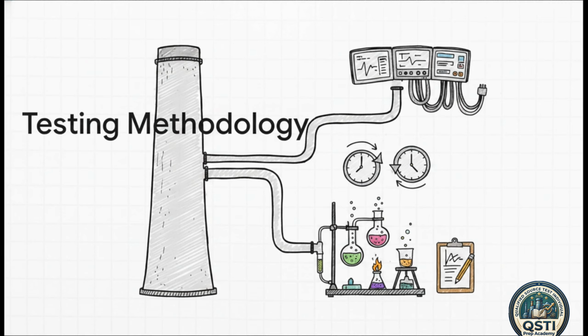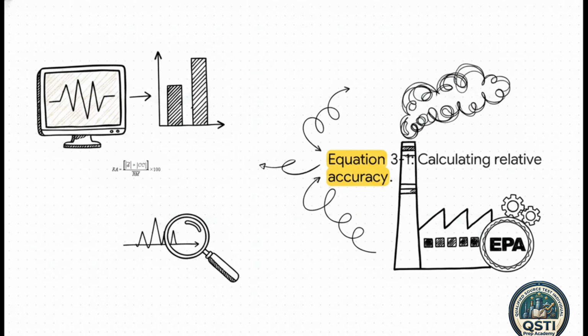Basically, you're pulling the data at the exact same time so you can perfectly correlate and compare those 2 sets of numbers. And this brilliantly illustrates exactly how we do that. This is equation 3-1 pulled straight from the source text, and it's your primary formula for calculating relative accuracy.